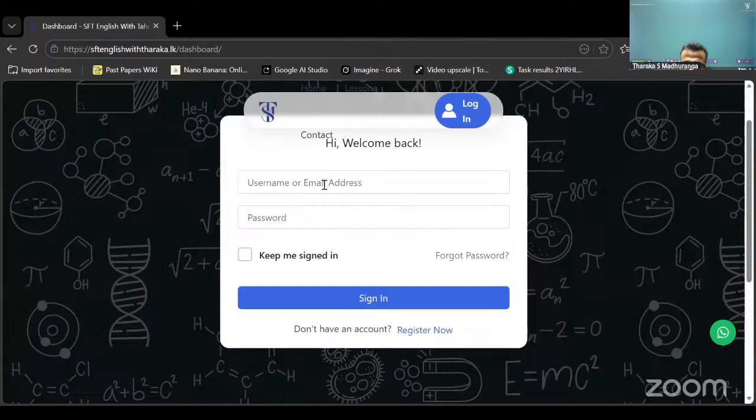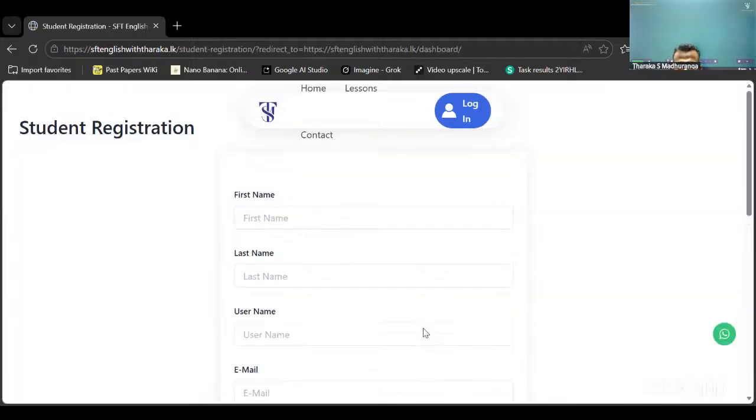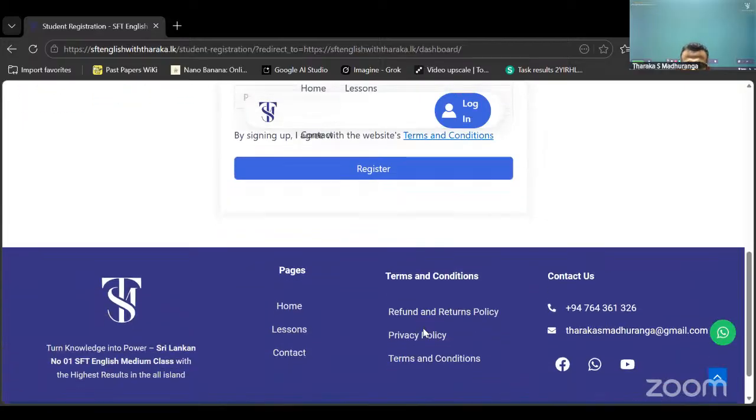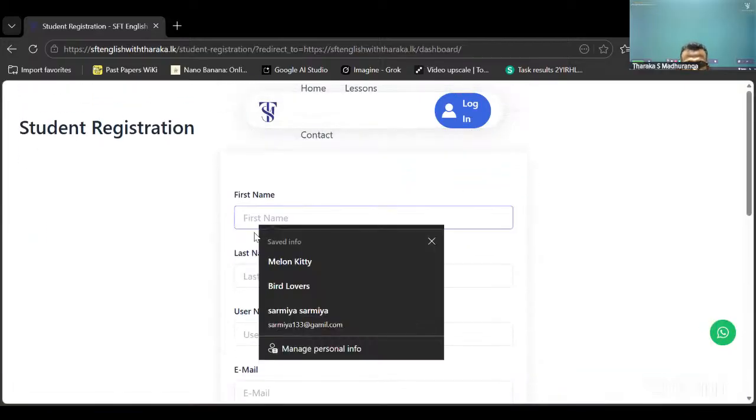If you have account, you can enter email password and you can log in. But still you don't have account because you are new students. Now you can click register now button. Okay, now it will open this type.